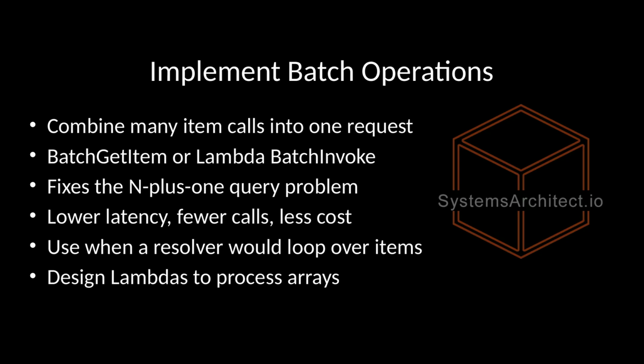4. Implement batch operations. When a query touches many items, issuing one backend call per item is slow and expensive. How do you cut those extra calls? AppSync supports batch operations, like BatchGetItem with DynamoDB or a batch invoke against a Lambda resolver, to combine those into a single request. This slashes the number of round trips and is a natural fix for the classic N+1 problem, where a list field fires one query per element. Design your Lambda functions to accept and return arrays so they can process a whole batch in one invocation.